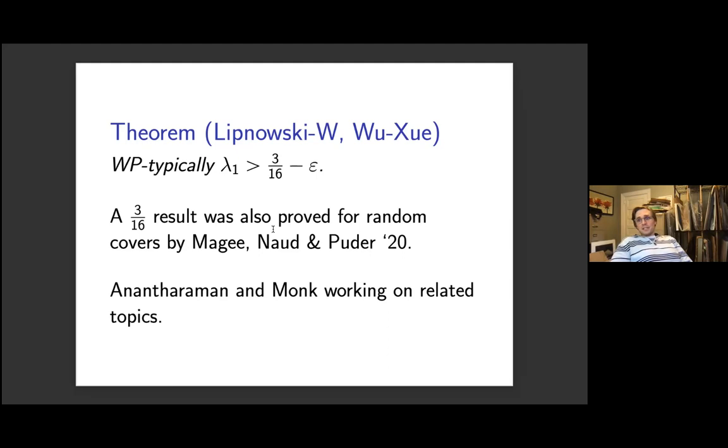Anyway, so 3/16 is a little bit smaller than a quarter, but we can at least show that lambda 1 is Weil-Petersson typically bigger than 3/16 minus epsilon as the genus goes to infinity. So are there any questions about the statement?